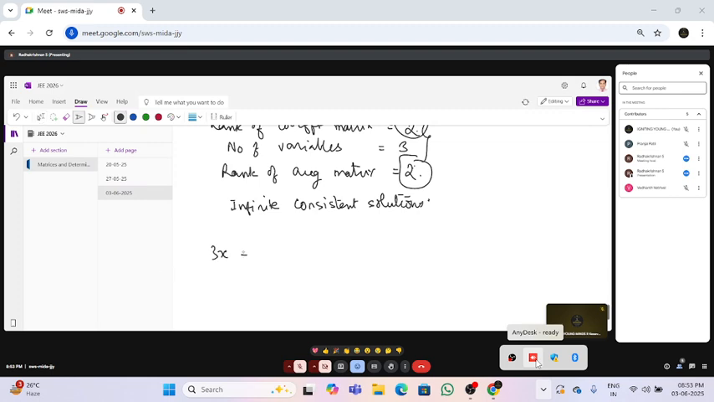3x plus 2y plus 7z equal to 0. 4x minus 3y minus 2z equal to 0. 5x plus 9y plus 23z equal to 0. So try to solve this set of equations.